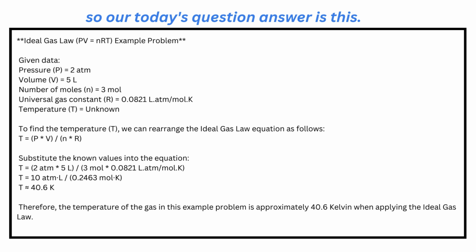To find the temperature T, we can rearrange the ideal gas law equation as follows. T equal PV/nR. Substitute the known values into the equation. T equal 2 atm times 5 L divided by 3 mole times 0.0821 L atm per mole K. T equal 10 atm L divided by 0.2463 mole K.